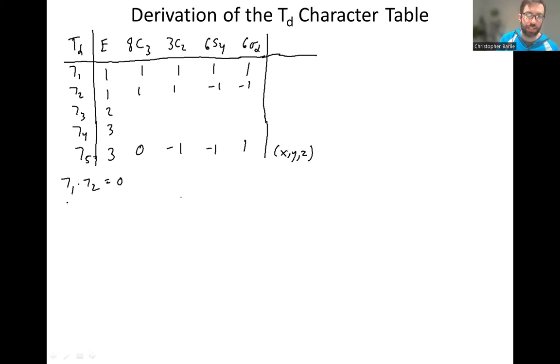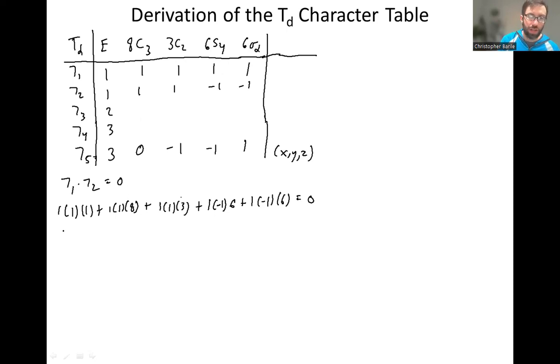We could check this is indeed orthogonal. We'd have 1 for gamma 1, 1 for gamma 2, and 1 for the one operation in the symmetry class, plus 1 for gamma 1, 1 for gamma 2, and 8 for the 8 symmetry operations in the C3, and 1 and 1, and 3 for the 3 C2. Then 1 and negative 1 is where you need it to be balanced out, times 6, and 1 and negative 1 times 6, and that ends up equal to 0. 1 plus 8 plus 3 minus 6 minus 6 is equal to 0, or 12 minus 12 equals 0.